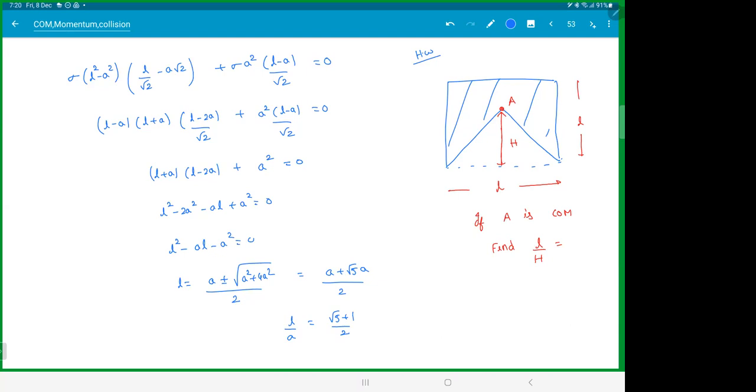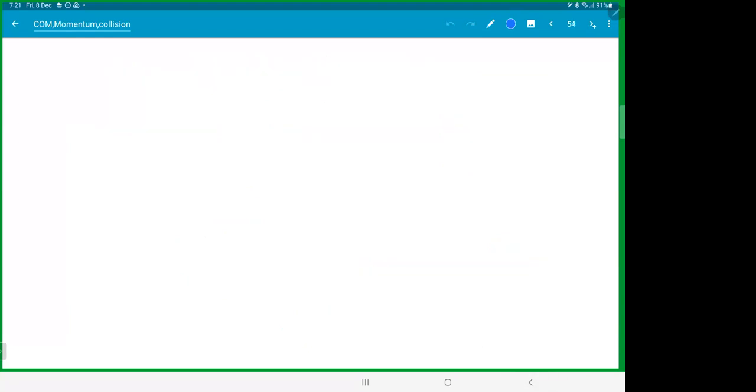Got this? Can I turn the page? So that is one variety of problems, about calculation of center of mass, cavity ones. Cavity ones are pretty good. Next one. Motion of center of mass.